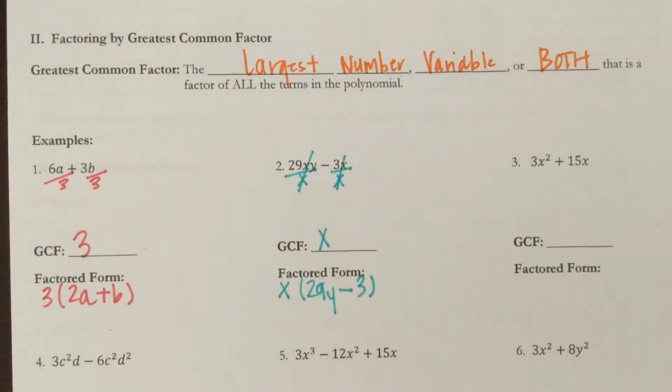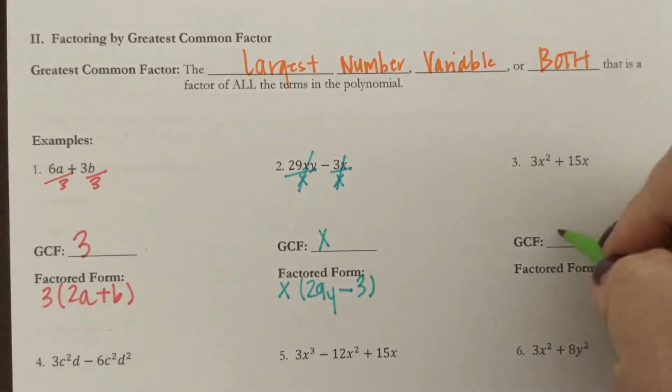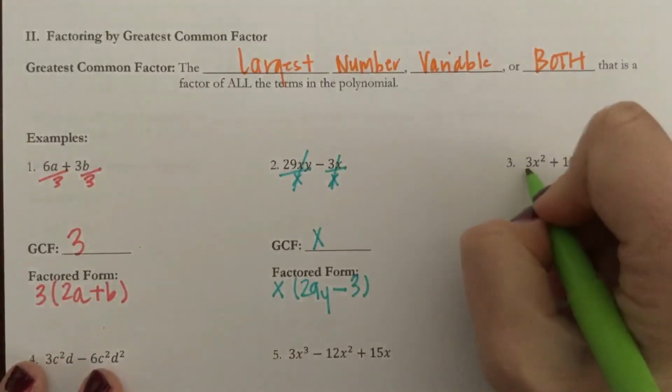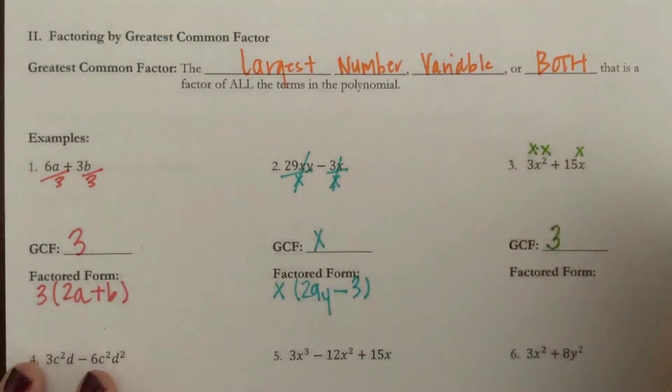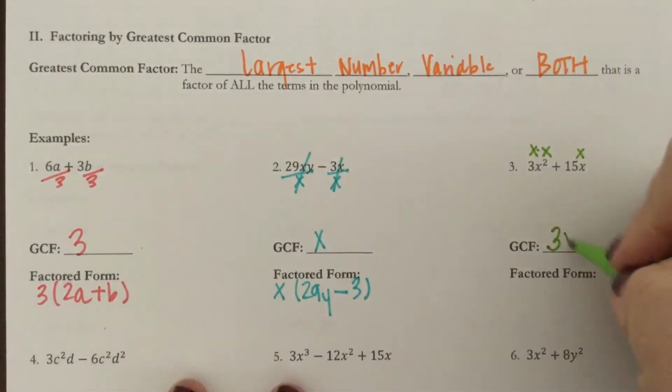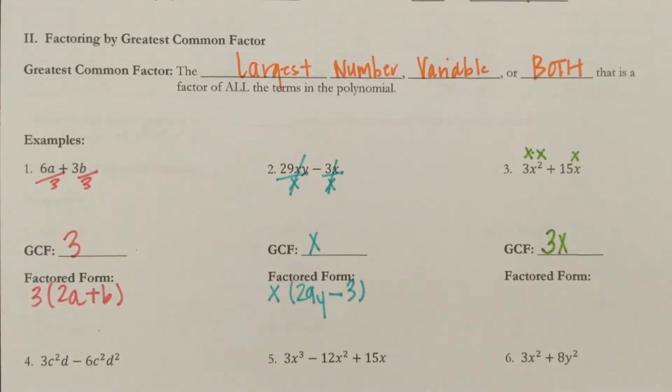All right, on the third example, again, we want to look for any numbers or variables that are a factor of all of the terms in the polynomial. So when I think about the numerical part of each term, 3 and 15, the largest number that goes into both 3 and 15 is the number 3. When I look at the variable parts, I've got x squared, which means x times x, and here I have just a single x. So the largest that they have in common is one x. Okay? So my greatest common factor here is 3x.